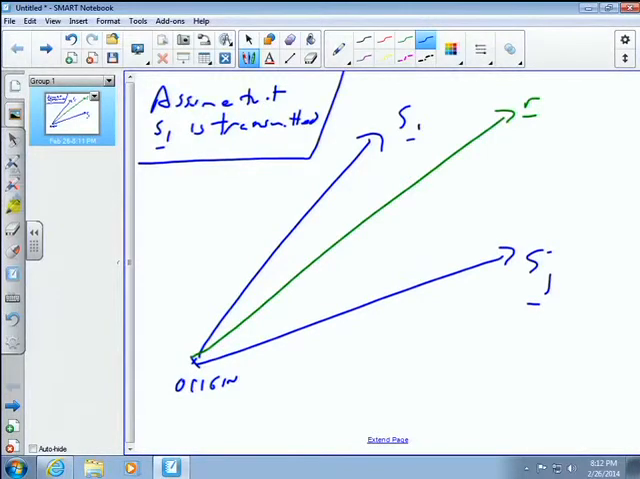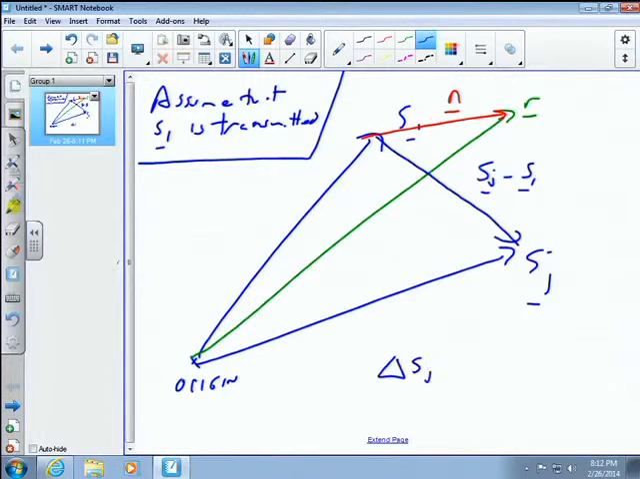So what we do is, first of all, we know that the noise has displaced that signal. We create a new vector, SJ minus S1. That's this guy here. Then we say, okay, delta SJ is going to be equal to SJ minus S1 divided by D1J. And what that is going to look like is this. So that is delta SJ.